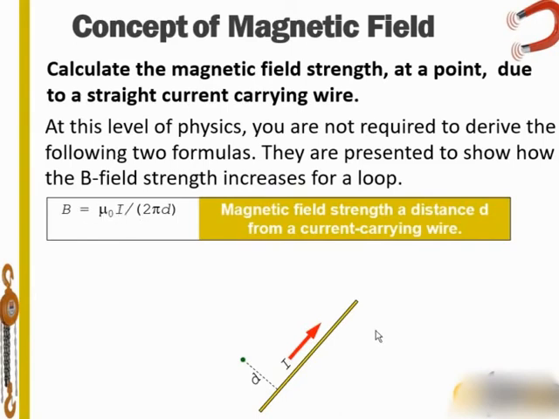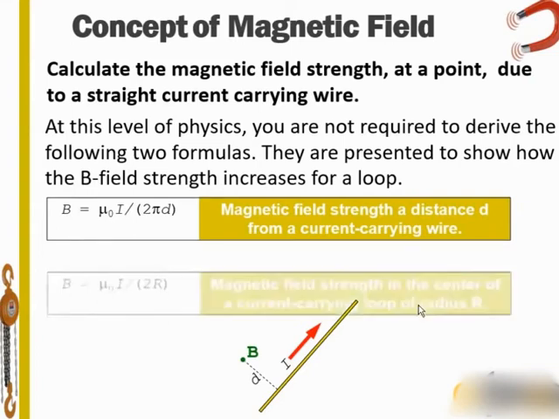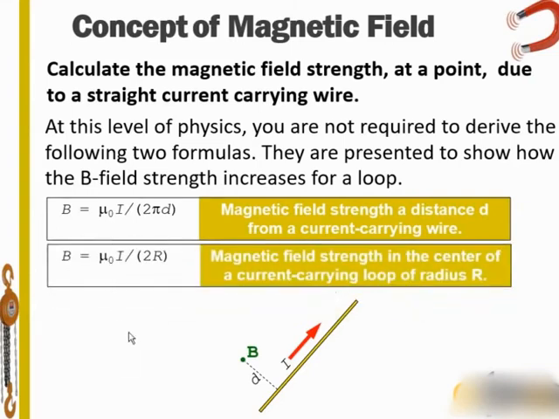And you can see that in terms of the equation or the expression, this expression can be slightly modified if you wanted to find the magnetic field strength in the center of a current carrying loop of radius r.